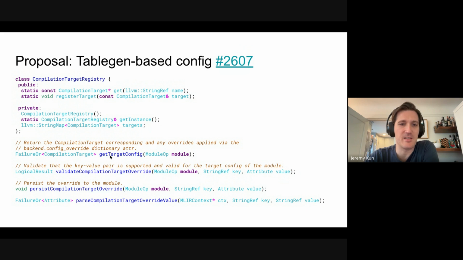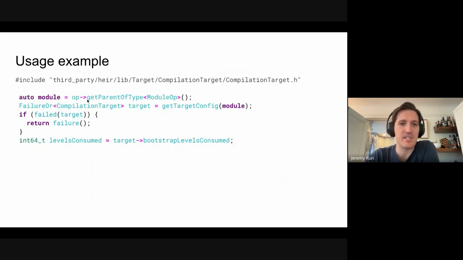But the basic thing that you would do in a pass is pull in the compilation target include, get the module op for the IR that you're working with, and get the target config for the module. If it failed, then you couldn't find the config for some reason, and otherwise you can just access the struct field for the levels consumed and then go on and use it. So this is in the level analysis code in that PR.